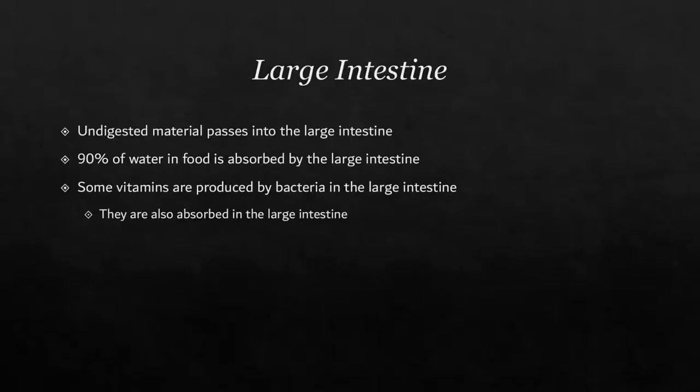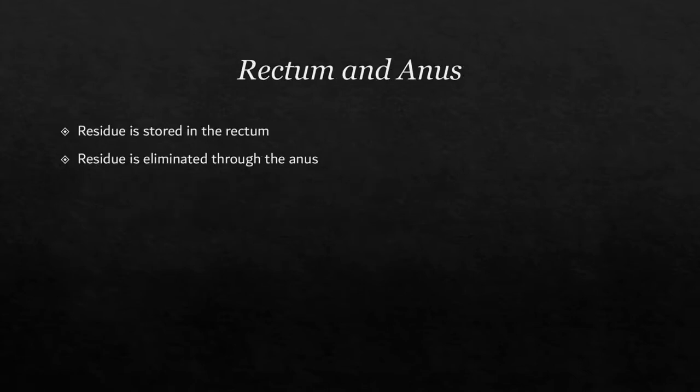Undigested material passes into the large intestine. The large intestine absorbs about 90% of water that is found in food. Some vitamins are produced by bacteria and absorbed in the large intestine. Residue, or anything that is not absorbed in the small or large intestine, is stored in the rectum. It is eliminated through the anus.